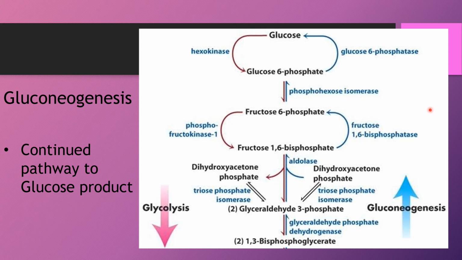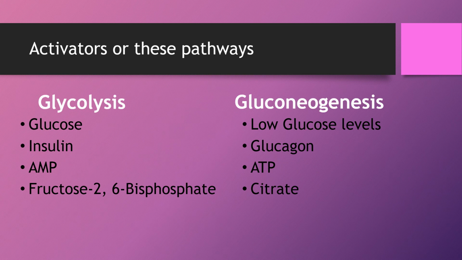So it's important to understand that there are a few places where these enzymes are different so that these pathways could continue on. If we didn't have these other enzymes, then glycolysis could not be irreversible, and gluconeogenesis could not work its way as well. So here we're going to look at the activators for these pathways.